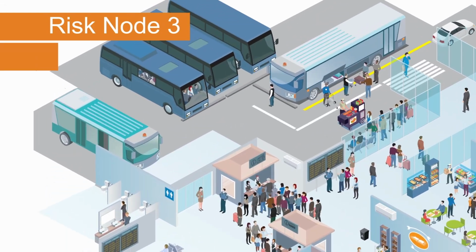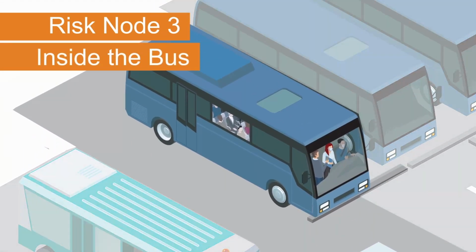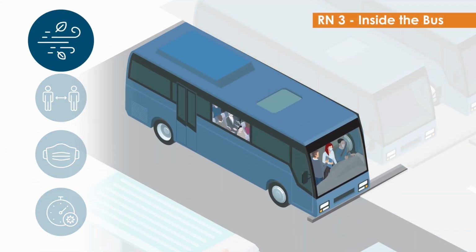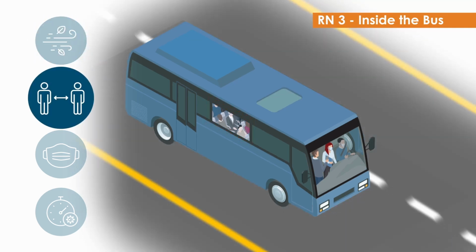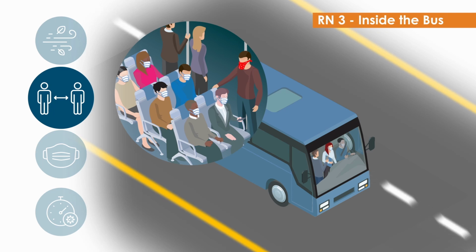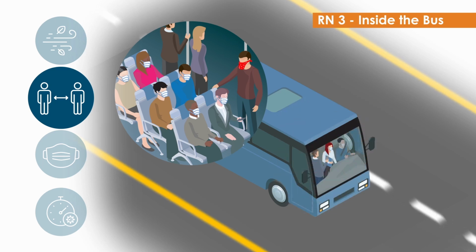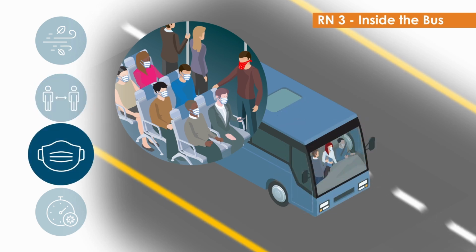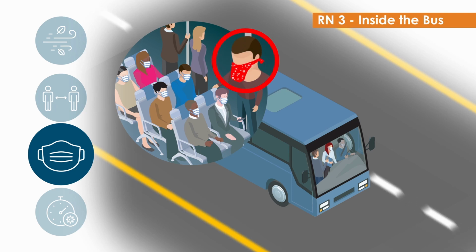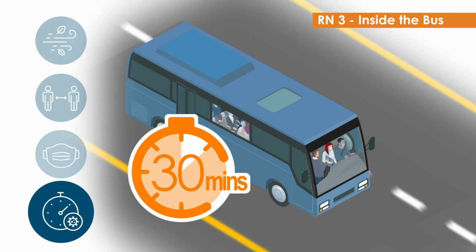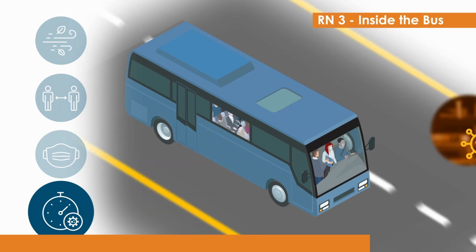Risk Node 3, Inside the bus. The bus does not have air conditioning. Some windows open when the bus is in motion. The vehicle circulates at full capacity, and the safety distance is not respected, not even from the driver. Although wearing a face mask is mandatory, not all passengers wear an adequate face mask in good conditions. Most passengers stay an average of 30 minutes inside the bus.